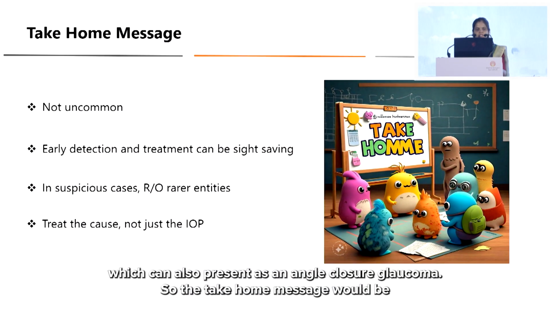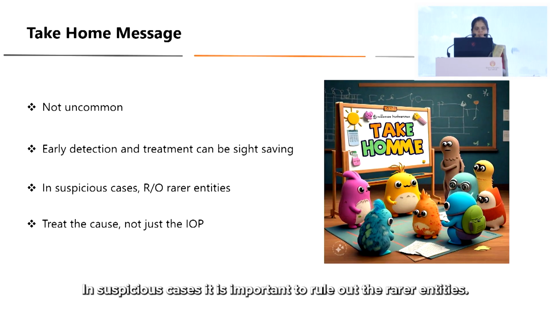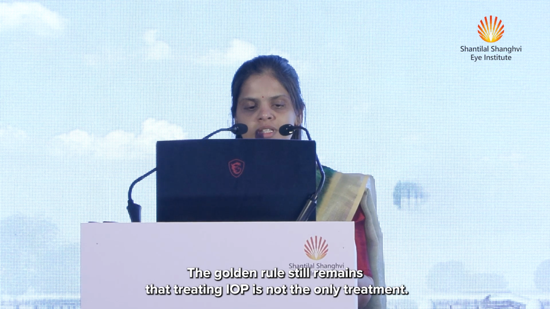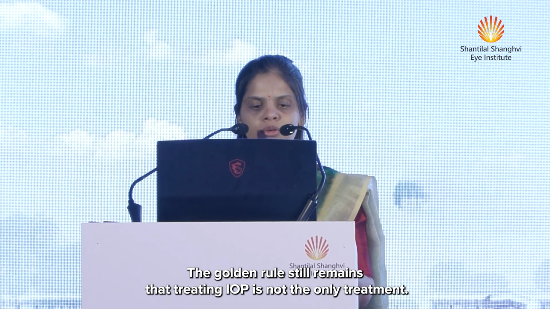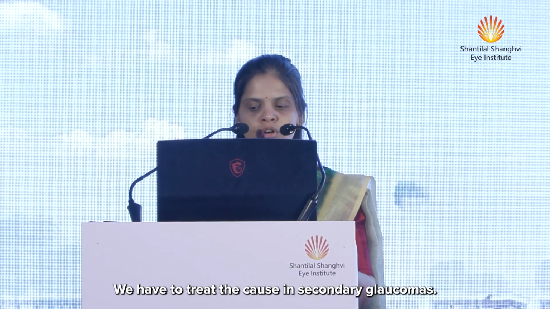So the take-home message would be that secondary glaucoma is not uncommon. Early detection and treatment can be sight-saving. In suspicious cases, it is important to rule out the rarer entities. The golden rule still remains that treating IOP is not the only treatment. We have to treat the cause in secondary glaucomas.